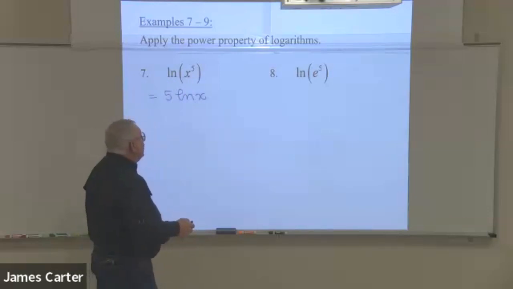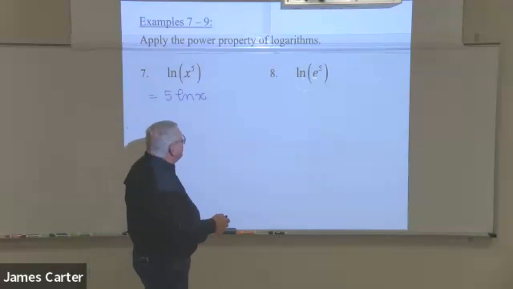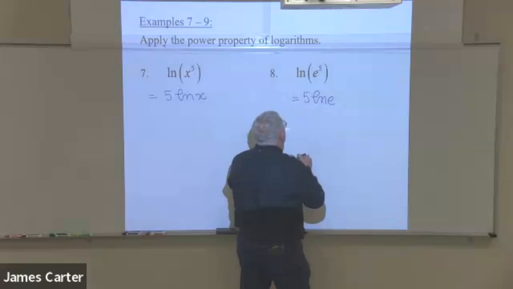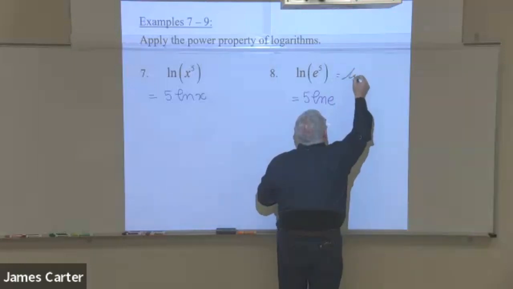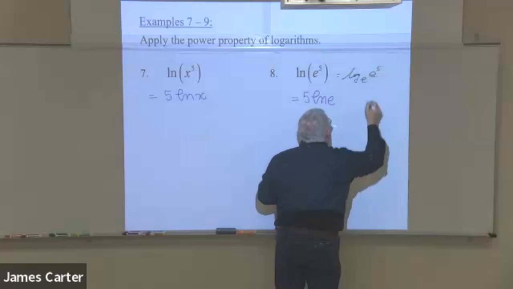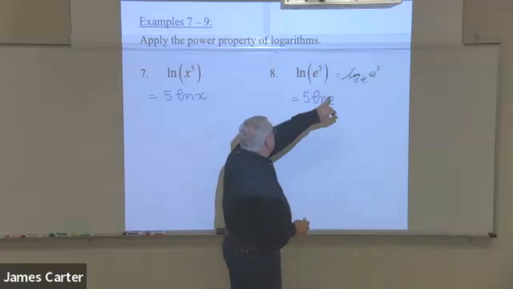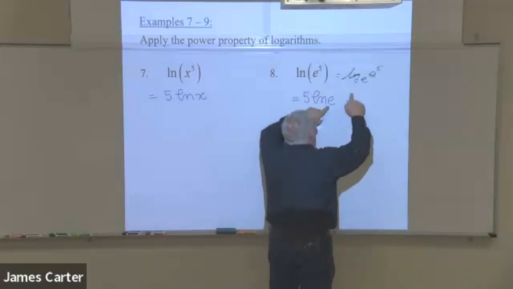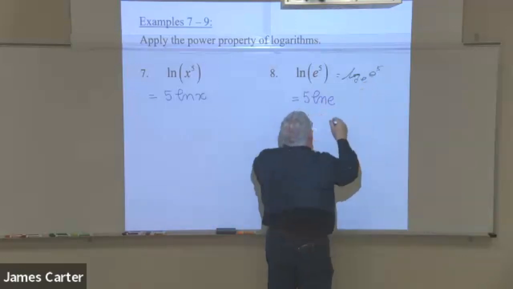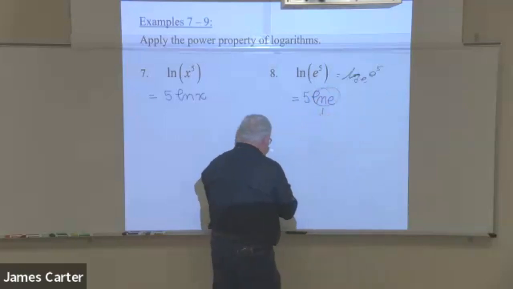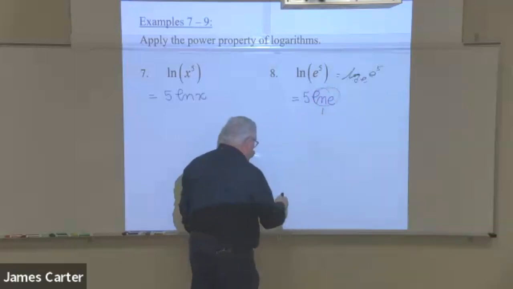Okay, now we have an ln of e to the fifth. Well, that secretly means log base e, and they didn't put it in here. So we're going to bring the 5 out front. And what is this log base e of e going to give me? That means this has to be equal to 1. So my final answer then is 5.